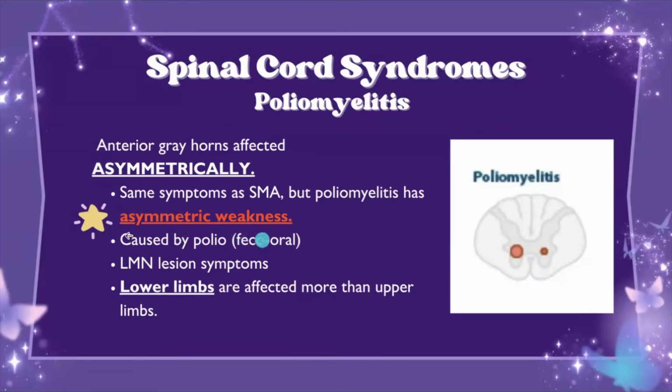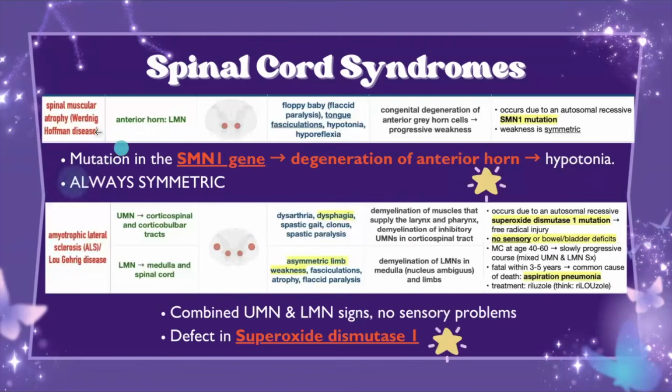What else? Yeah, it is caused by polio, and the transmission is fecal-oral. It likes to target the lower limbs more than the upper limbs. But the main thing that I want you to remember is lower motor neuron lesion symptoms and asymmetric weakness, because this will help you differentiate between poliomyelitis and SMA.